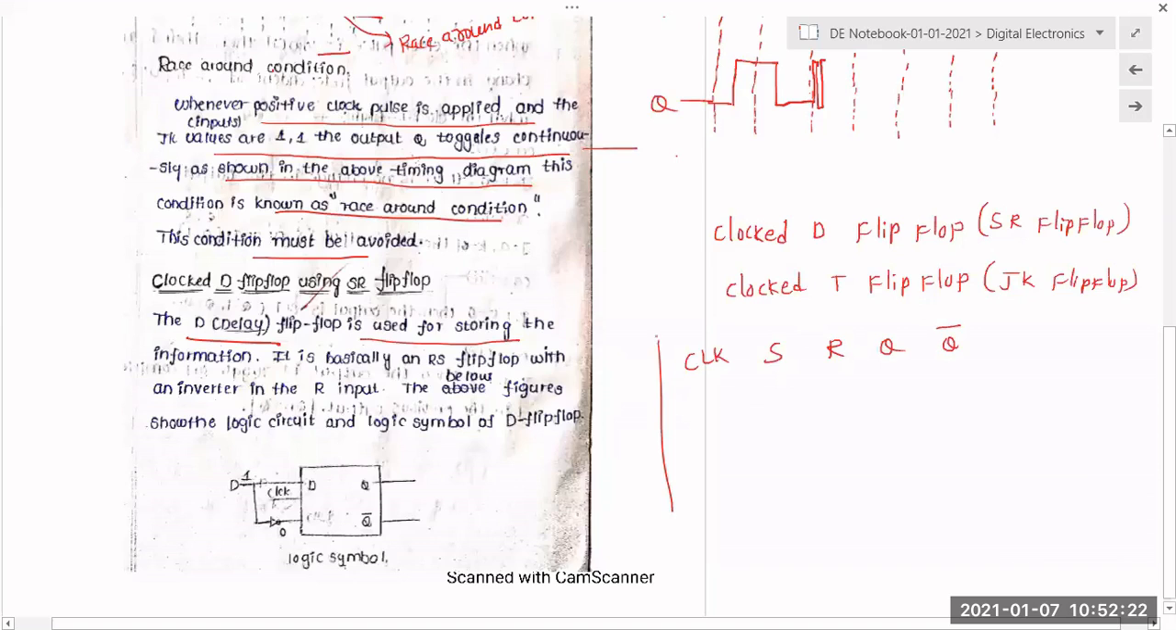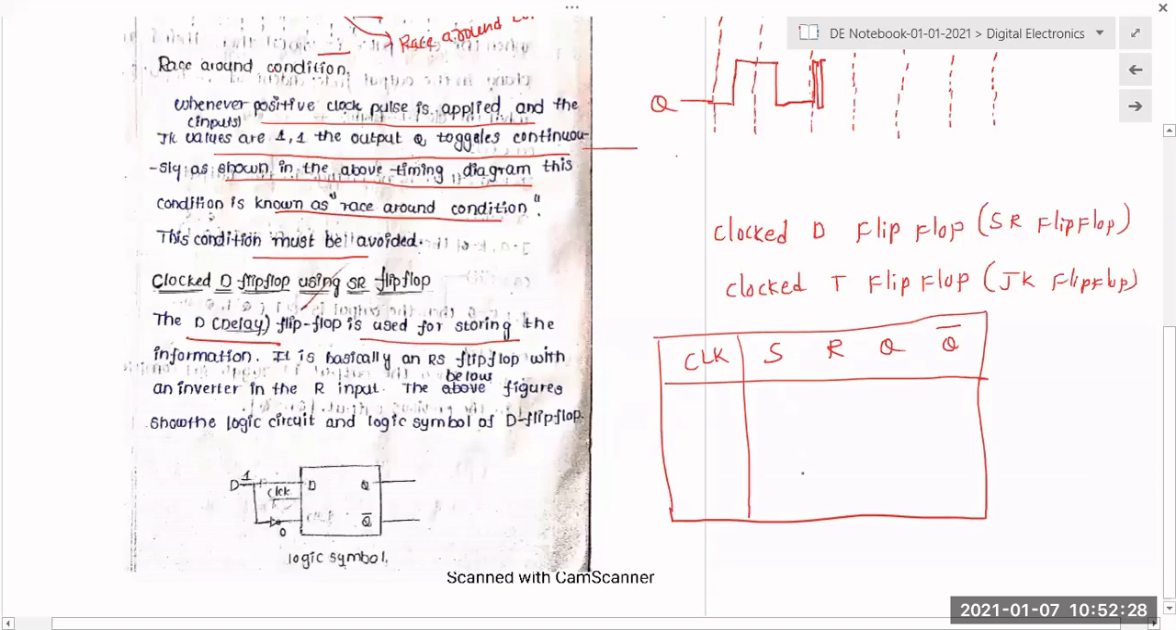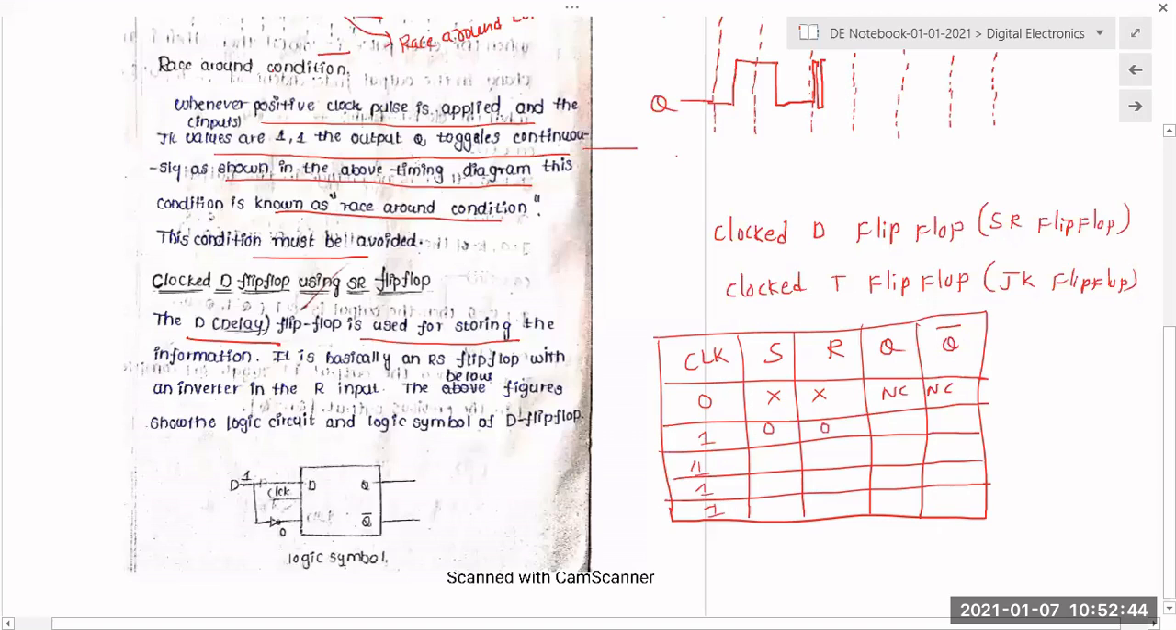So tell me what is the truth table for SR flip-flop? Whenever the clock value is 0, independent of the inputs, no change. And whenever the clock value is 1, with S R equal to 0 0, no change. With 0 1, the R input is 1, so it is reset, that is 0 1. Next, 1 0 gives 1 0, and 1 1 is the forbidden state.